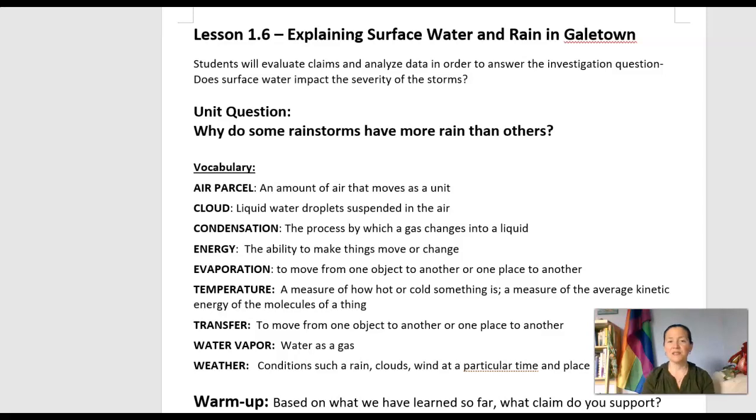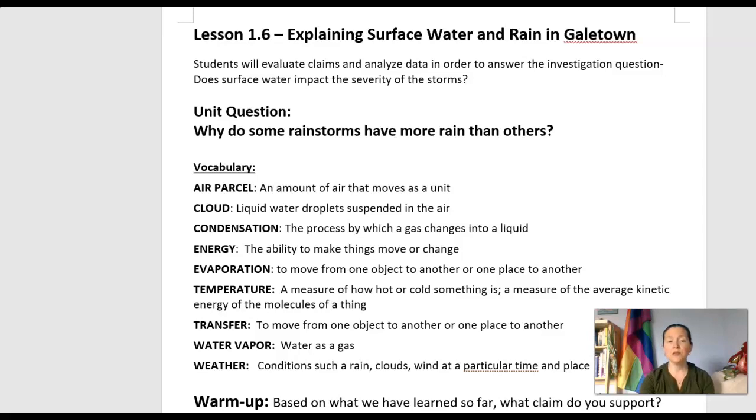Lesson 1.6, Explaining Surface Water and Rain in Galetown. Our goal today is to look at some claims about what is causing the severe weather in Galetown, analyze some data, and try to answer the investigation question: does surface water impact the severity of the storms? We're going to do that by looking at the data, and then at the end of our lesson we're going to write some claim, evidence, reasoning to help us explain our thinking.